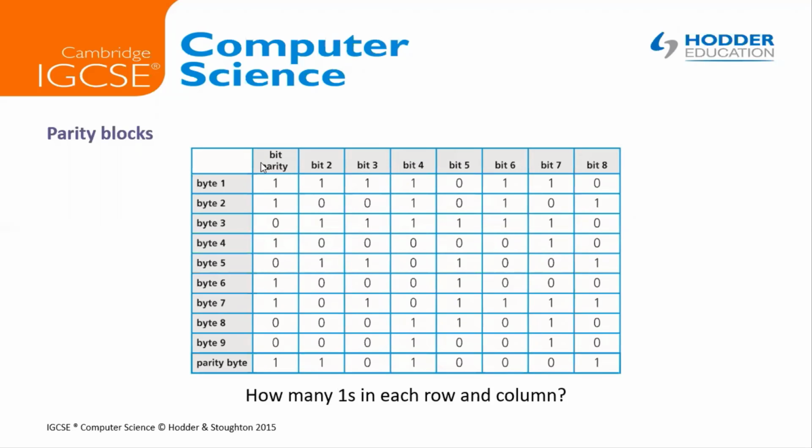Okay, let's take a look at the concept of parity blocks, and it's a very important concept when it comes to CIE computer science O level. So you're given a block of bytes here, and you're supposed to identify which bit or byte has been corrupted. So as you know, there are certain shortcomings when it comes to parity checking. When 2 bits have been flipped, obviously it becomes very difficult to analyze and detect errors.